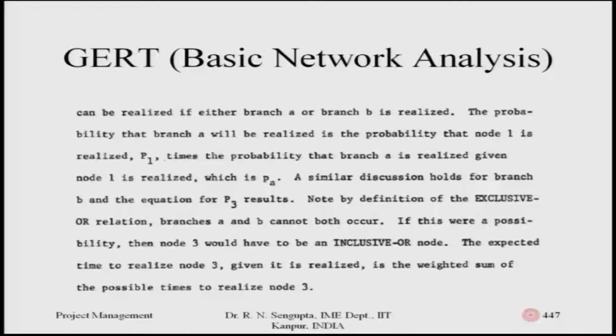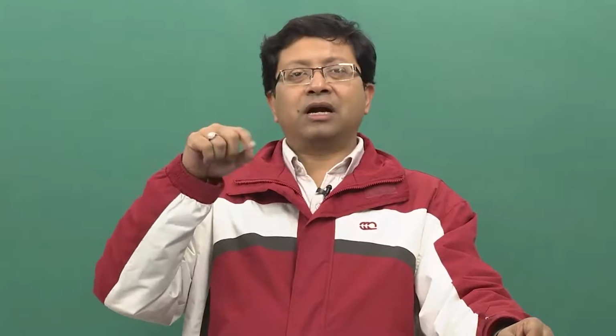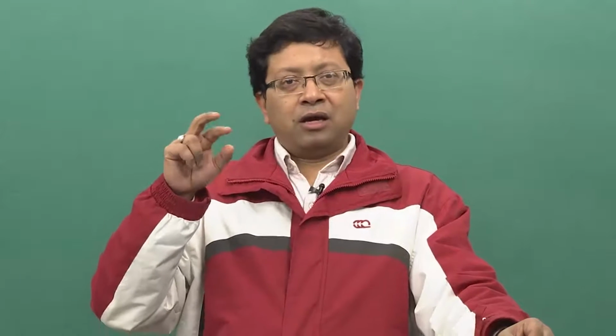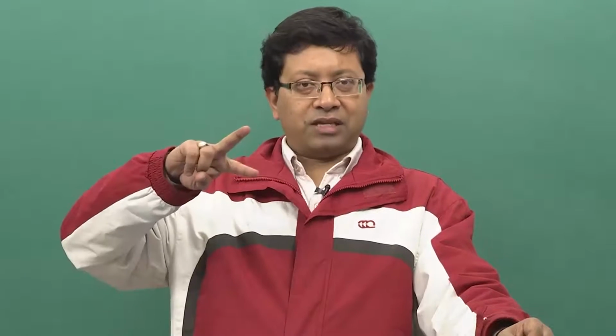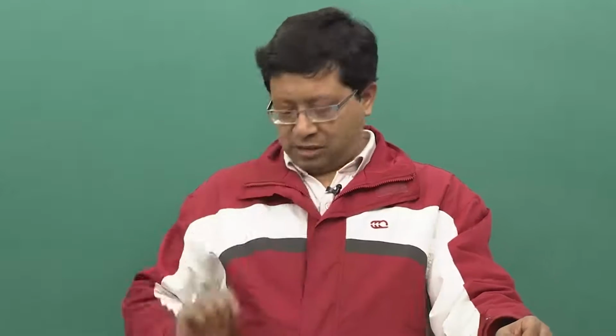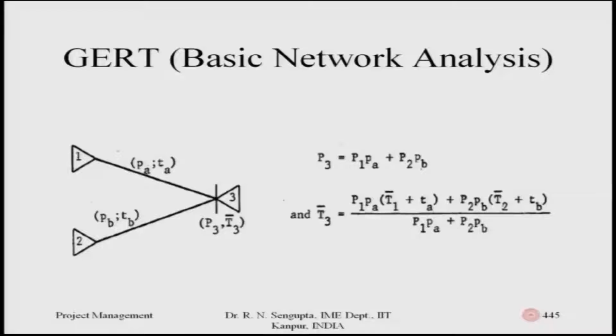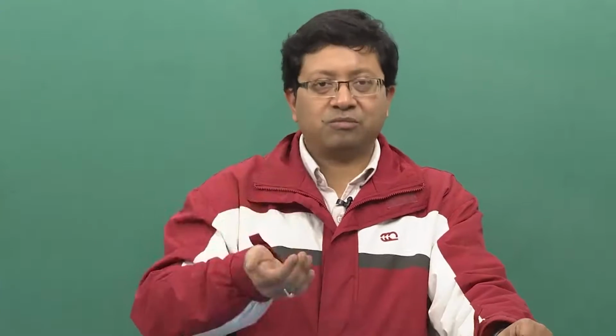So, node 1 is realized with capital P suffix 1 times the probability that branch A is realized given it is P A. So, when I am trying to find the probability, it will be the multiplication of capital P suffix 1 multiplied by small p suffix A. Now, if I have 2 branches, it was what? Capital P, if I go back here, capital P suffix 1 into p A, then capital P 2 into p B. Now, if there are more nodes, the calculation would just be repeated accordingly, where you bring in the node probabilities and the realization probabilities accordingly.